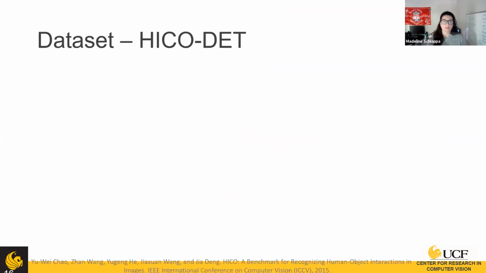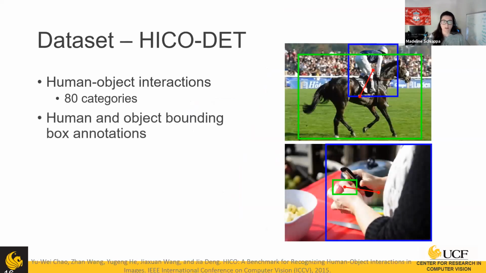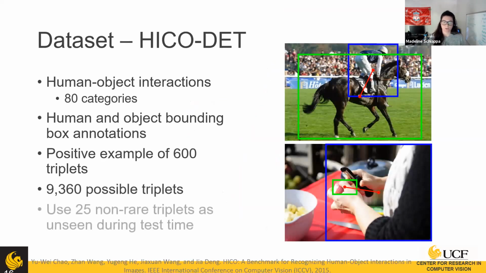So now that we've gone over the method, we'll go through their experimentation to prove whether their method is useful. So first I'm going to talk about the data sets they use, the first being, I pronounce it HICODET, but I'm sure that's incorrect. This data set consists of human and object interactions with 80 categories. They provide human and object bounding box annotations and a positive example of 600 triplets. This ends up with 9,360 possible triplets, and they have 25 non-rare triplets as unseen during test time that they prevent from going into the training data set.